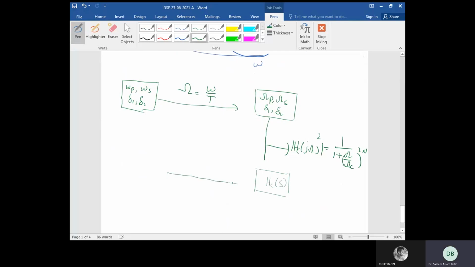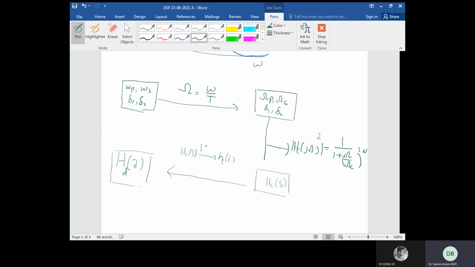And then you'll come back again to H of Z. D stands for discrete, C stands for continuous. But here what you need to do is convert HC of S into HC of T. This is the inverse Laplace transform. And then you find H of N. And then you need to take the Z transform. So this is the block diagram you will use for the design of the given low pass filter.